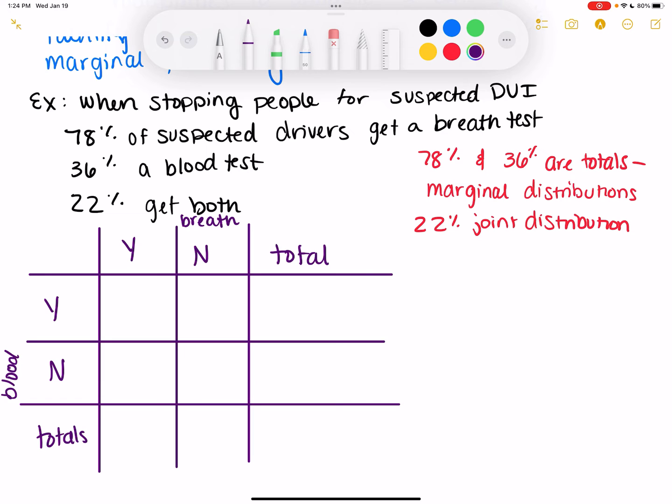So the things that we know, we said we know totals. We know 78% got a breath test. So in the yes column for breath, coming from the top Y and going down, it's going to be 0.78. That was a given value, and all my given values are going to be in this deep purple. The other total I was given was 36% got a blood test, so that's a yes in the blood column. The Y on the left side, go all the way over to the total: 0.36.